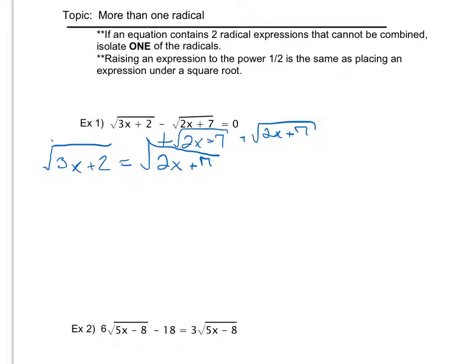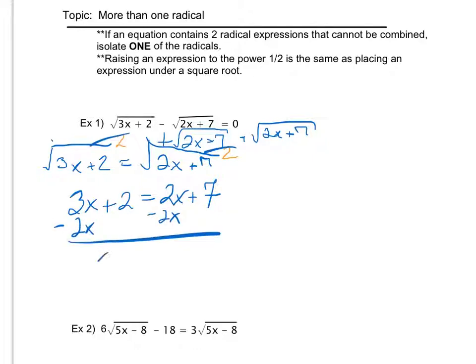Now I've isolated my radical, so from here I can go ahead and get rid of it just like I did in the last video. Remember, I get rid of radicals by squaring. Squaring gets rid of a square root, so I'll square both sides. When I do, my square and my radical cancel, giving me 3x plus 2 equals 2x plus 7. This has now become a very basic linear equation, so I can subtract 2x from both sides, giving me x plus 2 equals 7. Subtract 2, and I get x equals 5.